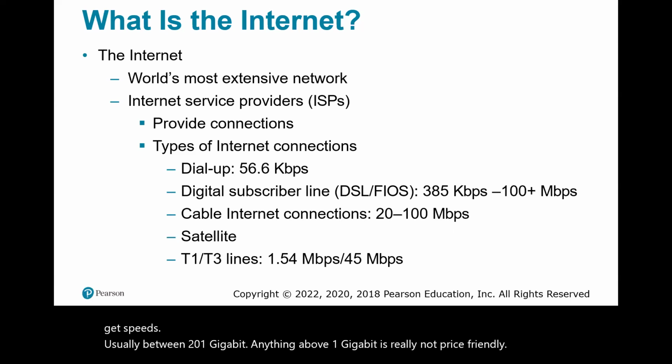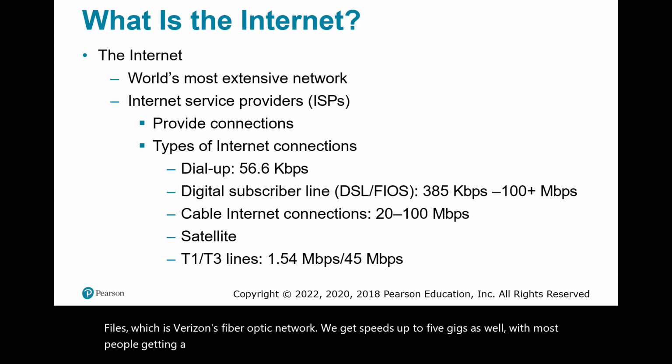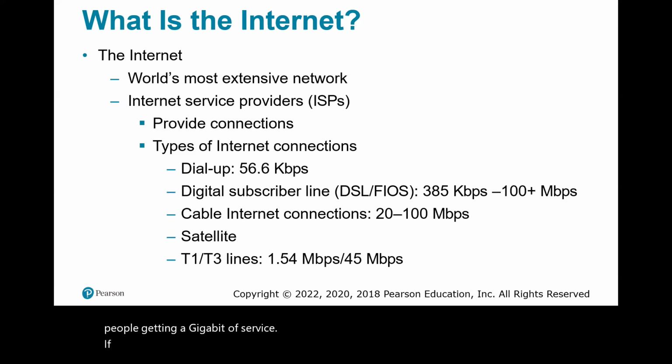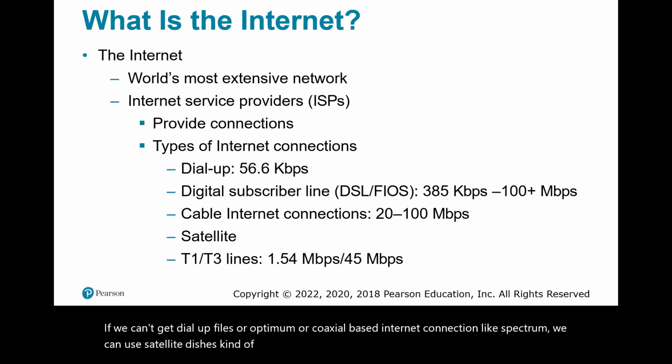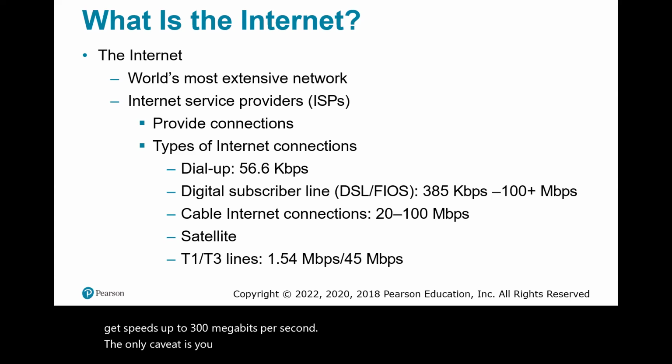Fios, which is Verizon's fiber optic network, we get speeds up to 5 gigs as well, with most people getting a gigabit of service. If we can't get dial-up Fios or Optimum or a coaxial-based internet connection like Spectrum, we can use satellite dishes, kind of like DirecTV, through a company called Hughes.net. And we get speeds up to 300 megabits per second. The only caveat is you need a clear sightline to the south so that this dish can pick up satellites that are to the south of us.